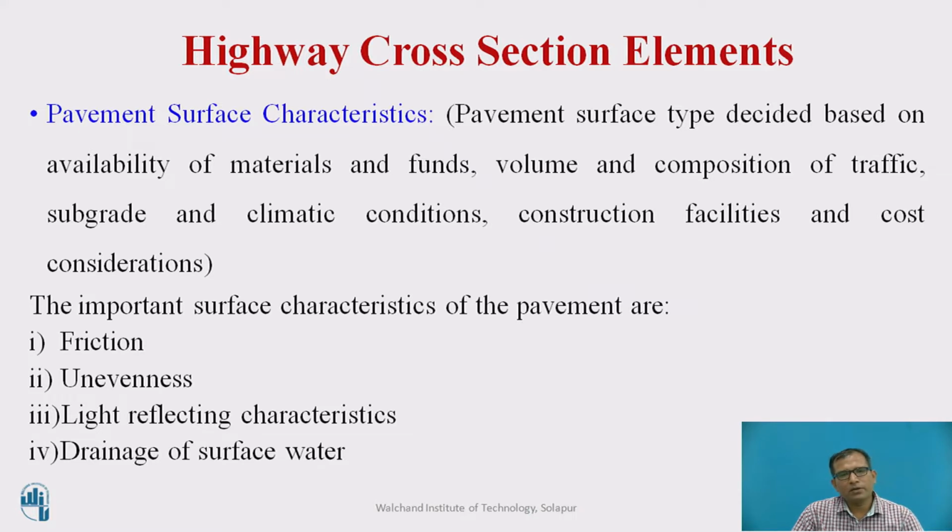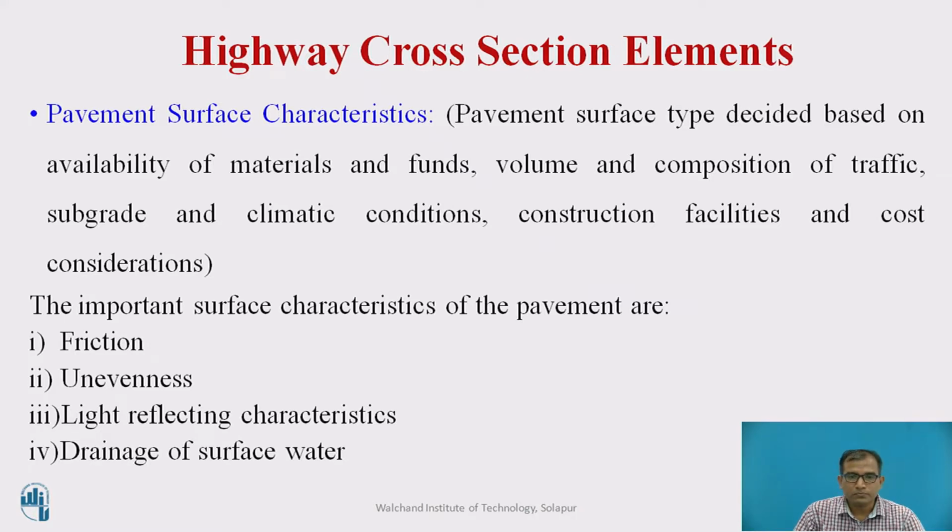Now one of the important parameters as a cross-section element on a highway is pavement surface characteristics. Based on this, we are able to decide what kind of surface we have to provide, whether it may be a concrete road or a type of surface like bituminous concrete or any other type of surface layers. It purely depends on parameters like availability of materials and funds, and volume and composition of traffic. Depending upon that, we can decide whether to go for a flexible pavement, a rigid pavement, or unsurfaced roads also.